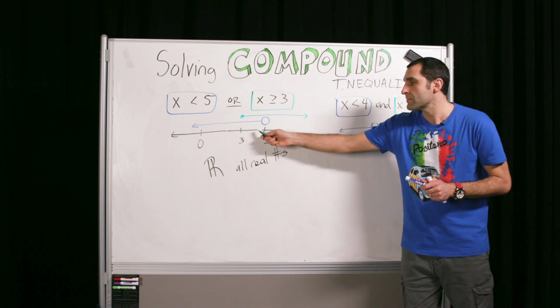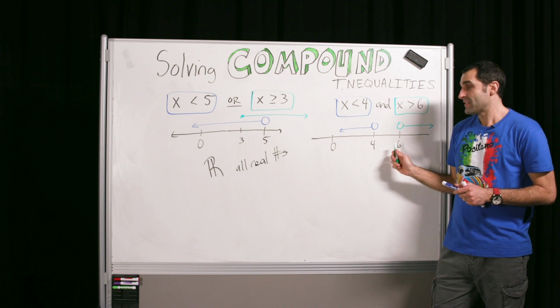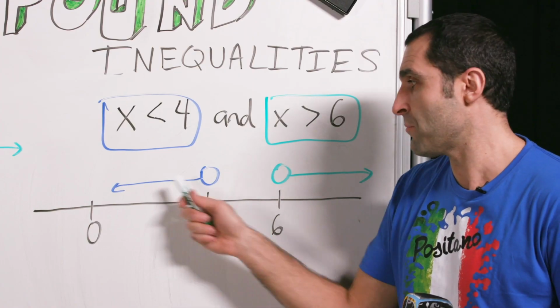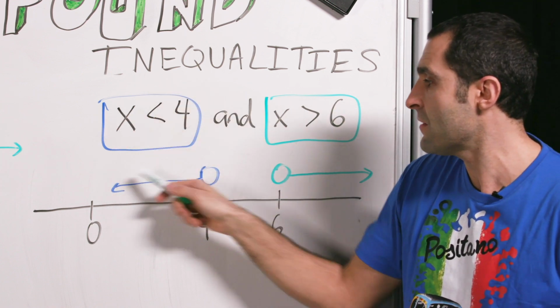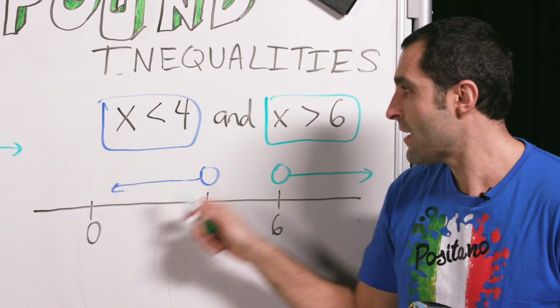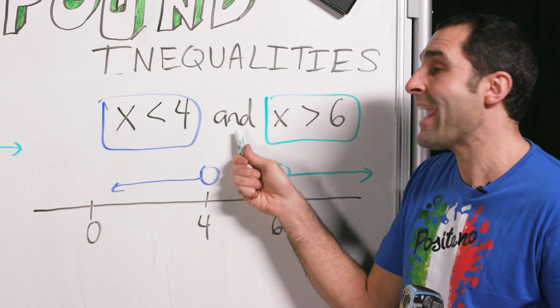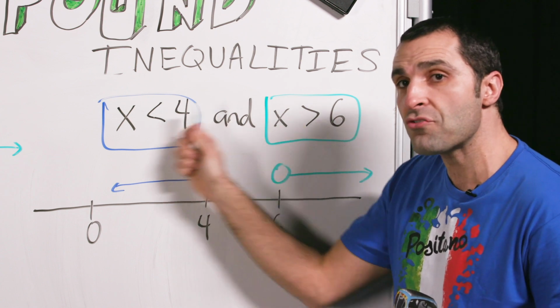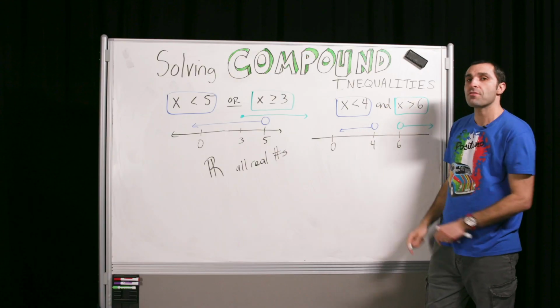I saw them here, but I'm not seeing them here. It turns out there are no numbers that are blue and green at the same time. There are no numbers that make this happy here and this happy simultaneously. And since "and" needs both to be true, there is no number that makes both true.